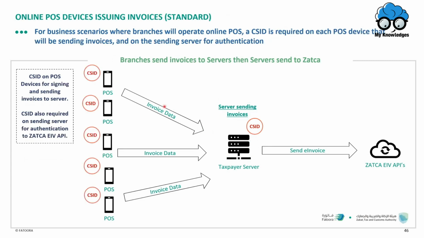Another example is where the point of sale is issuing but not sending. The point of sale is issuing the invoice and then sending it to a centralized server, which sends it to Zatka. In that case, each single point of sale will have to have a CSID to generate the invoice. And then the centralized server, which is going to send the invoice to Zatka, is also required to have a CSID. The difference between this example and the previous one is that the central server in this case is not issuing the invoice, it's only sending, whereas in the previous example, the same server is issuing and sending the invoices.